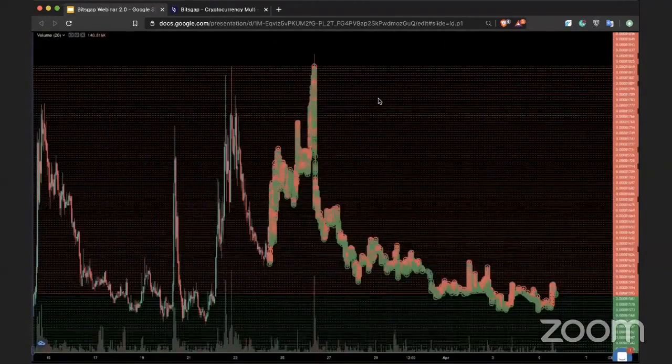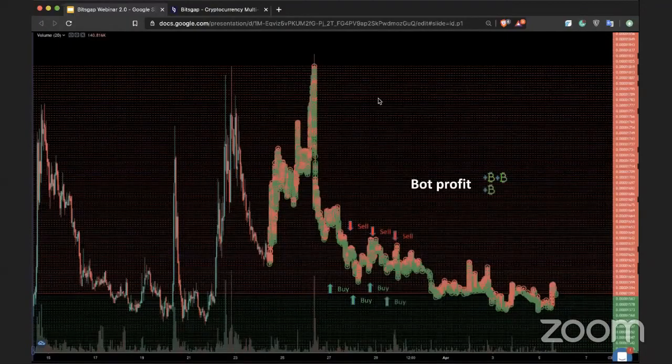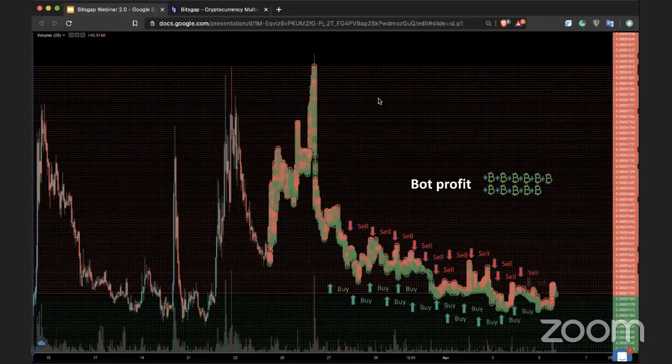So here is another visualization of high frequency trading. Here you see that the bot is constantly buying low and selling high. And by doing this, it accumulates profit for you. So you are basically doing nothing here. You only let the bot do the job for you. It's enough for you to monitor the market, and you don't have to disturb the automated trading.